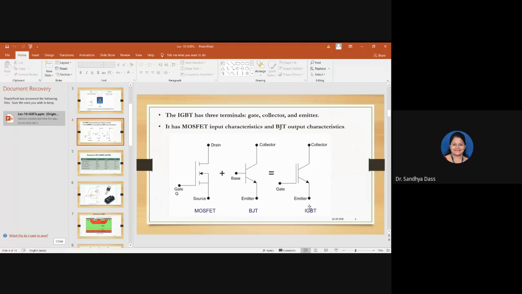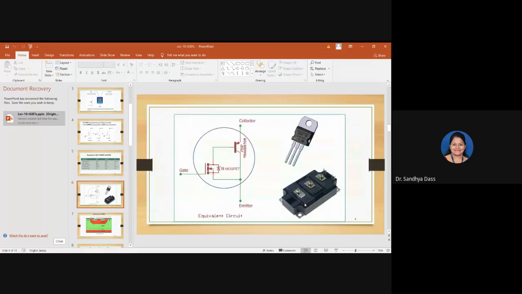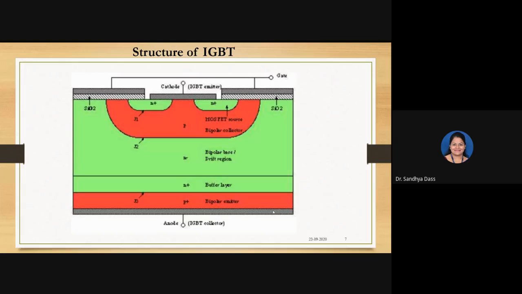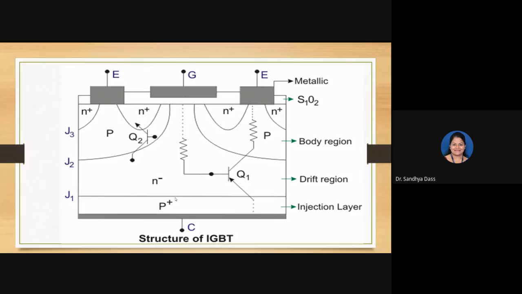So we were discussing the internal structure there. So this will be the structure and the layers of the device. It has a typical N-channel MOSFET. You can imagine an N-channel MOSFET, and there is one more extra layer, which we call the injection layer. Okay, there is the drift region and the body region.